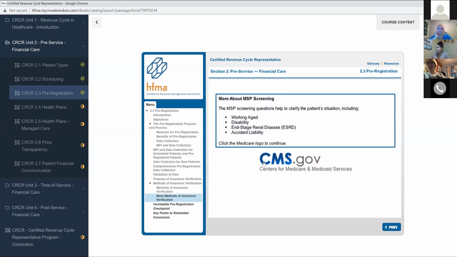You know, like, don't ask the patient, are you working aged? I mean, they don't know what you're talking about. Yeah. Oh, are you still working is the way you ask it. Right. So the screening questions help clarify if the patient's situation is working age, disability, end-stage renal disease, or an accident liability. And if we click the logo.